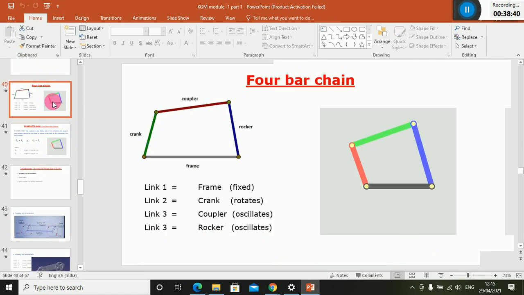Before that, is this clear, sir? Okay, clear. This one I already explained. If you want, you can take the figure of this 4-bar chain. The namings are important. Please take another 5 minutes.